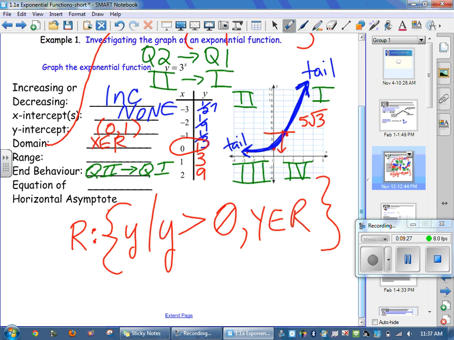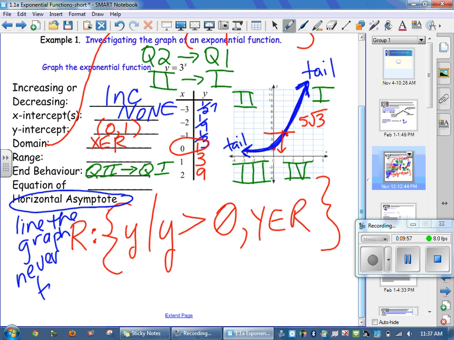Now it says the horizontal asymptote. It wants the equation of that. The equation of our horizontal asymptote, well, we need to remember what that is, those are big words. What do they mean? Well, this means it's a horizontal line that the graph never touches. It will approach it. It can come very, very close to it, but it will never touch that line. That's what a horizontal asymptote is.